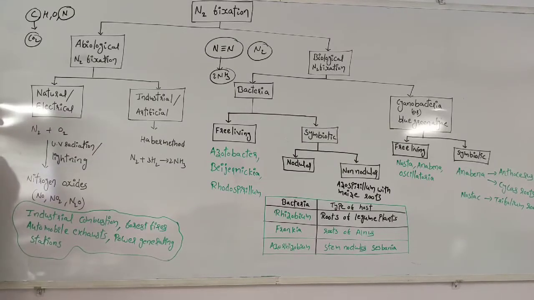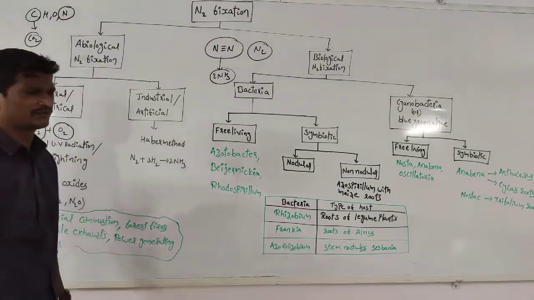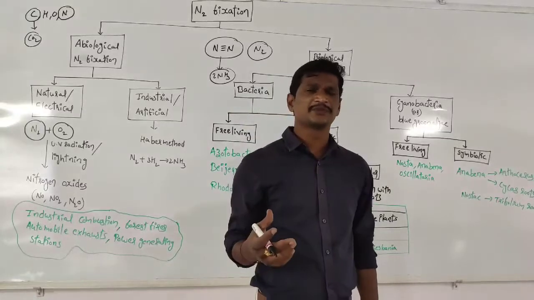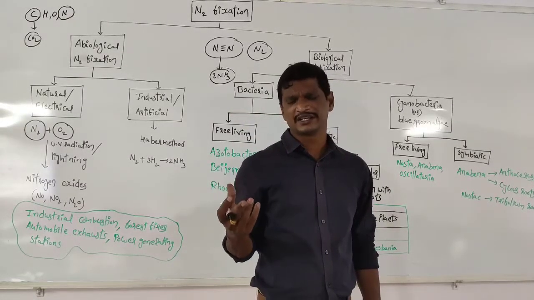So how does natural nitrogen fixation take place within the atmosphere? Very simple. In the atmosphere, nitrogen is there and oxygen is available, in the presence of UV radiation or lightning. Lightning is produced when the rains take place. A light is produced, and that is nothing but the lightning effect.